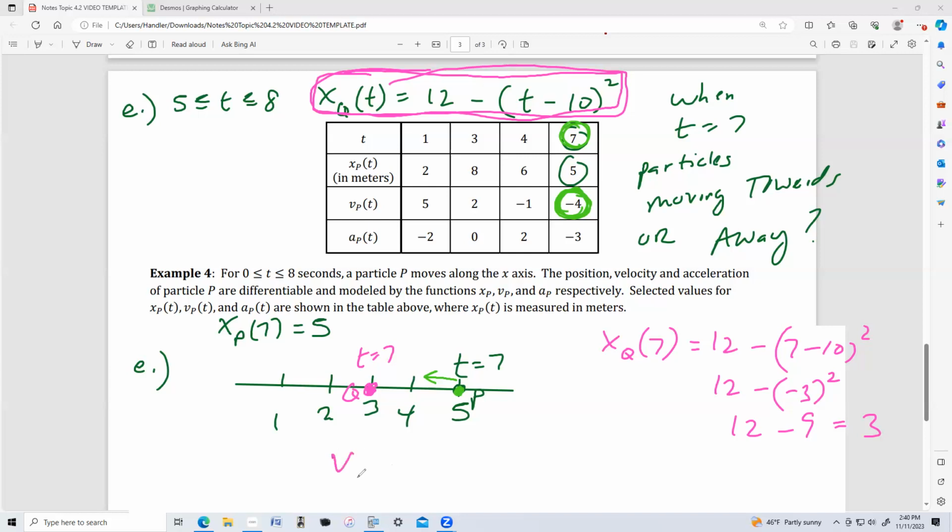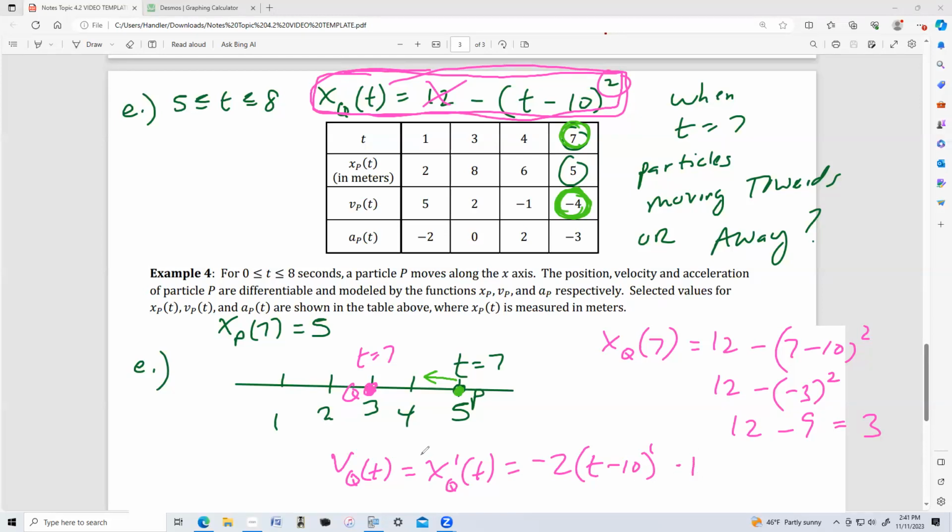So we need to look at the velocity of particle Q at time t, which is x prime of t. If we take the derivative of this, 12 is 0 because it's a constant. It's gone. And now we'll use the chain rule. So we have a negative. We take our 2 and bring it in front. We keep the inside function alone. Don't touch it. The power decreases from 2 to 1, which is implied, times the chain rule. The derivative of the inside is 1, which doesn't do anything.